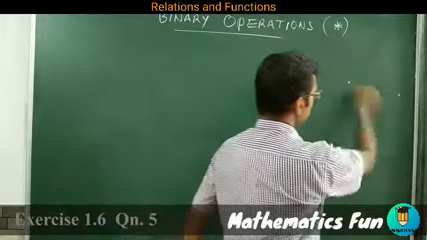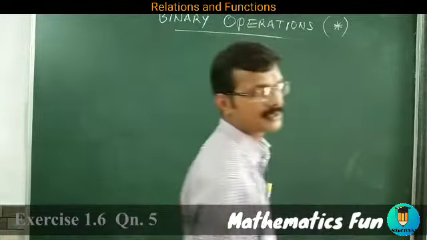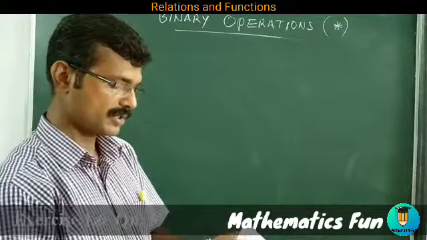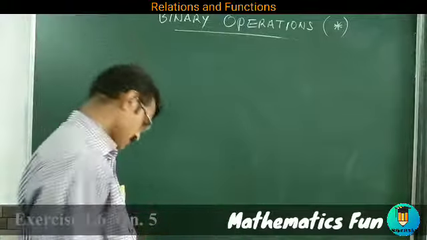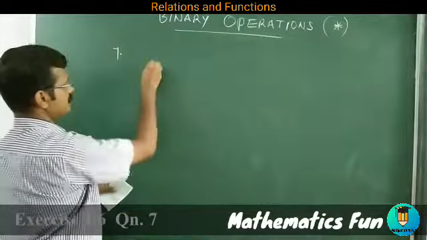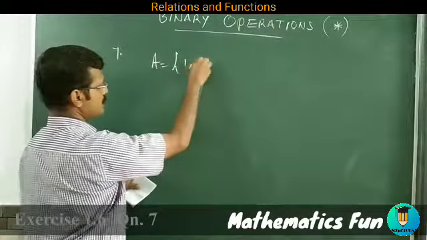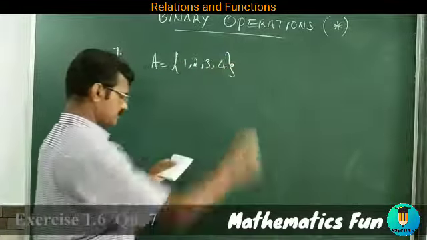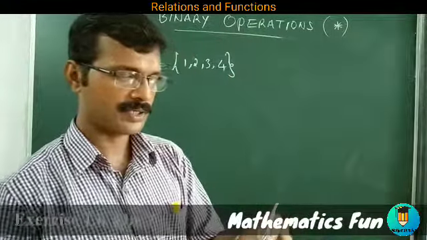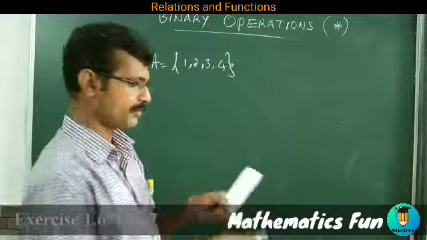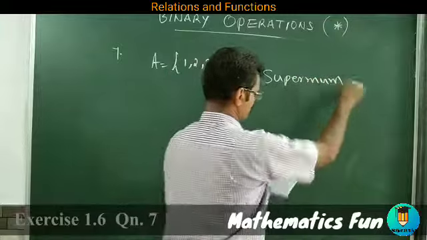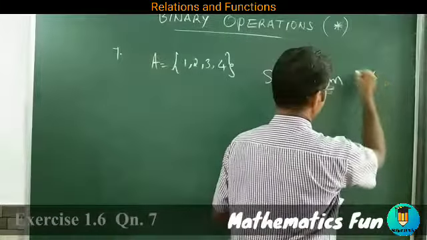This is regarding how to make a table. That table has a particular name, it is known as a composition table. So how to make a composition table? Such type of question only. Question number 7. Let A be given, A is equal to 1, 2, 3, 4. And the question is to set the composition table for the supremum operation. The operation is given as supremum, the symbol is shown here.